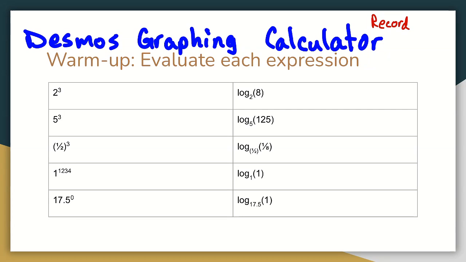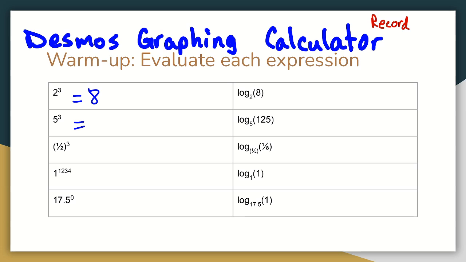We're going to go over this warm up before we get started in the main part of class. So on each of these, you can use your Desmos graphing calculator if you need it. If not, that's just fine too. 2 to the third power, that is 8. 2 times 2 is 4, times 2 is 8.